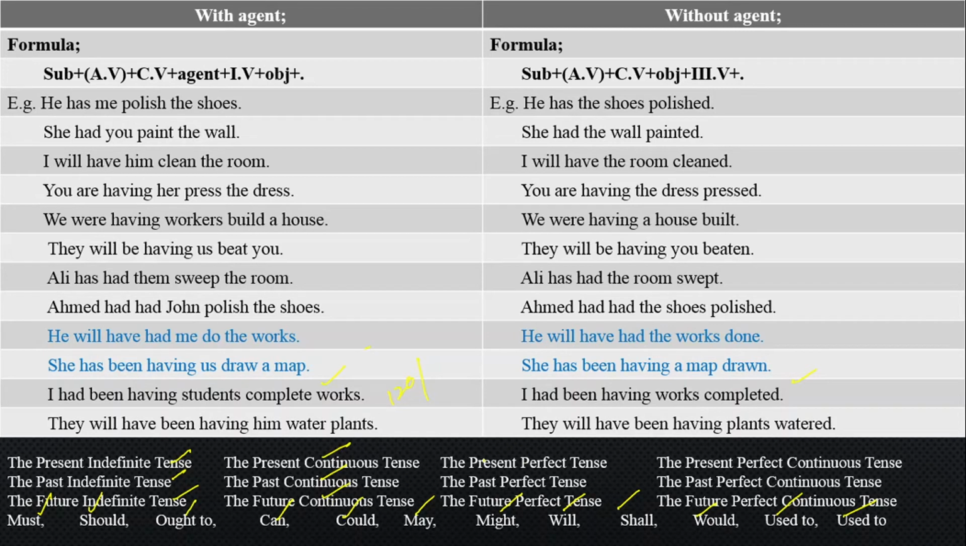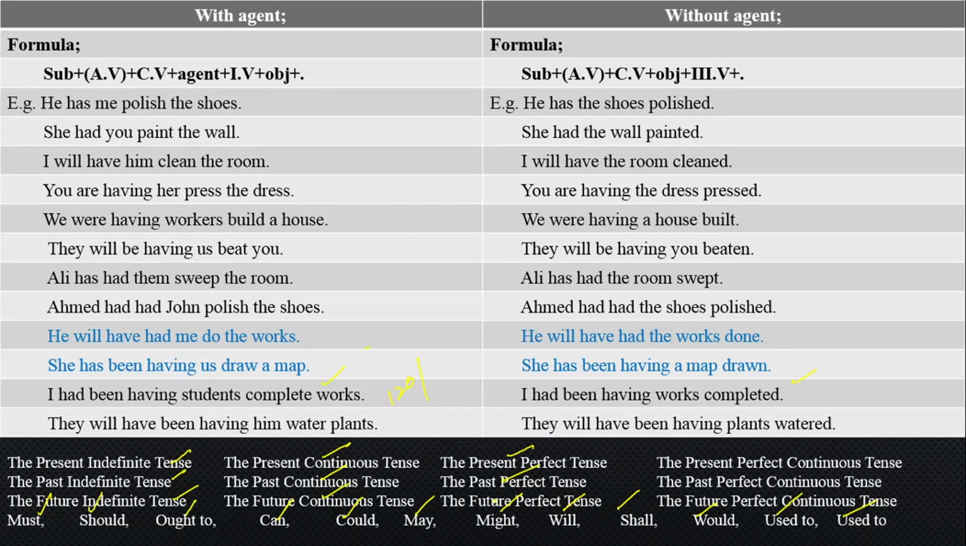I have had works completed. I have not had works completed. Have I had works completed? Have I not had works completed? Haven't I had works completed? I had works completed. I had not had works completed. Had I had works completed? Had I not had works completed? Hadn't I had works completed?